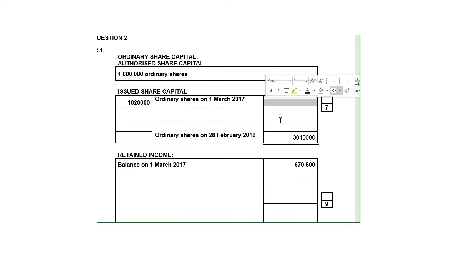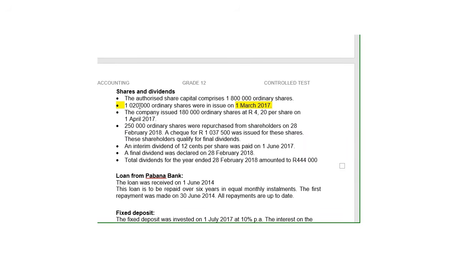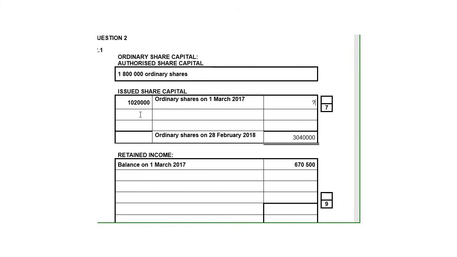1,020,000. But we haven't got a value. They don't give me a value there. They simply tell me the number of shares were in issue. No mention of any value. No problem. I'll move on to the next one. They issued 180,000 shares at R4.20 per share on the 1st of April. That is now the first of the two items I'm looking for below the opening balance.